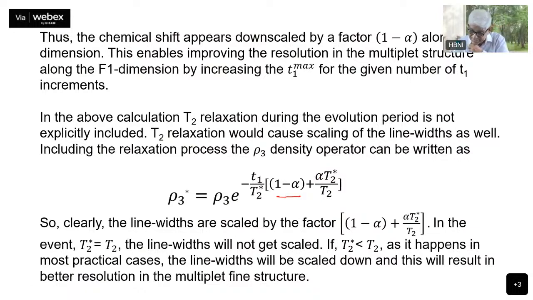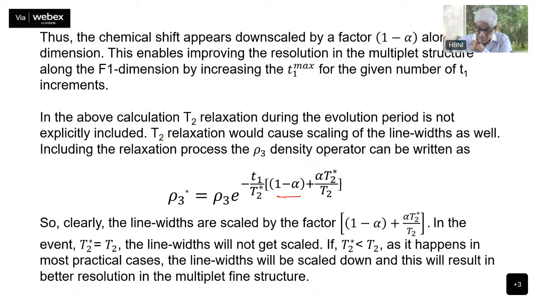If T2 star is less than T2, as it happens in most practical cases, line widths will be scaled down. Okay, this factor will be less than 1. Therefore, this 1 minus alpha plus T2 star by T2 will actually reduce the scaling factor. Okay, so this is less than 1, and therefore this will result in better resolution in the multiplet fine structure.